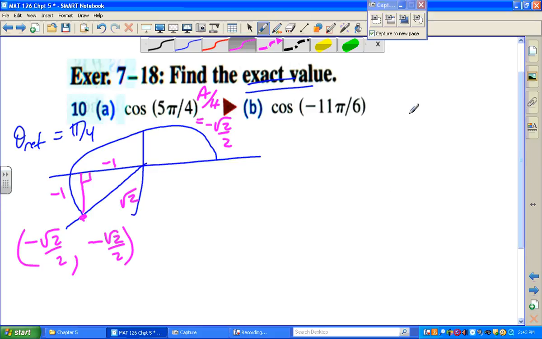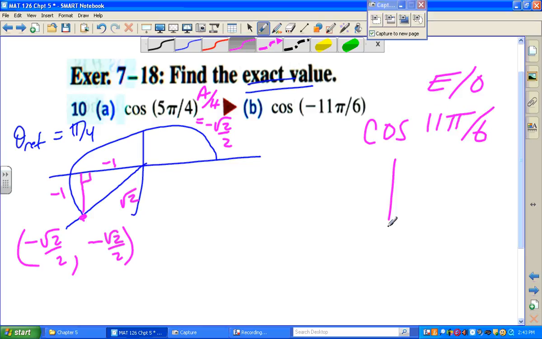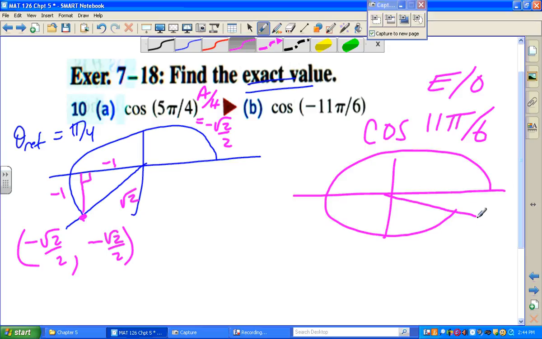Negative 11π/6. This goes back to the even and the odd again. What's cosine, even or odd? Even. So I can just go to cosine of 11π/6, and the negative will drop. It turns to a positive. Very good. It'll be right here. You can either use the unit circle and get root 3 over 2, or you can use your reference angle, and then you have adjacent over hypotenuse. Okay, either way.